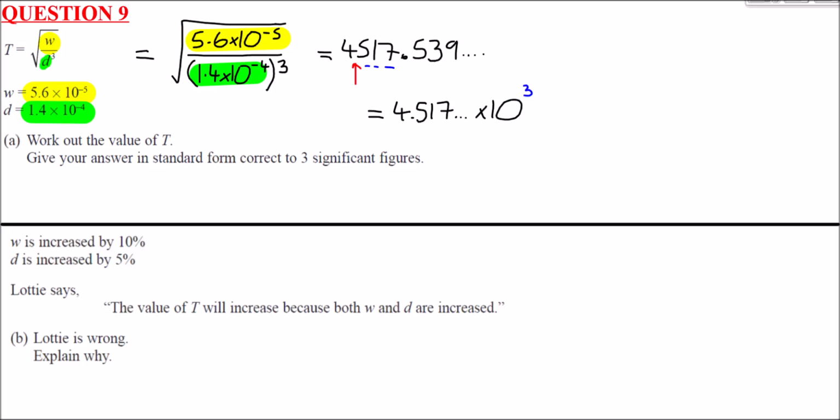However, we need to give this to 3 significant figures, so I'm wanting to keep 1, 2, 3 of these values. So it's either going to be 4.51 or 4.52. Because that 1 is next to a 7, that 1's going to round up to a 2. So to 3 significant figures, I get 4.52 times 10 cubed.